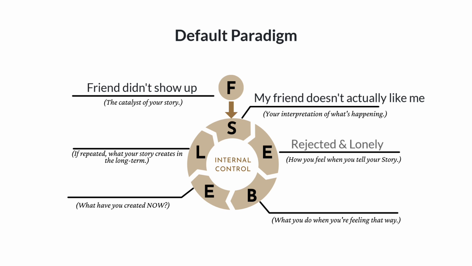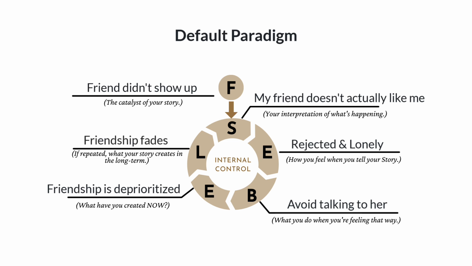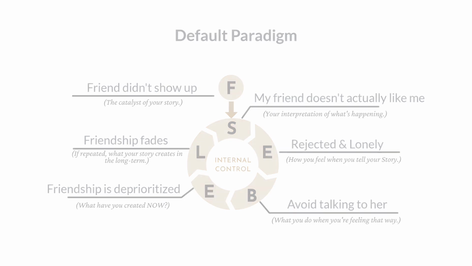Emotions: rejected and lonely. Behavior: I avoid talking to her and make a silent commitment to not push myself on her again. Effect: the friendship is deprioritized. Legacy: the friendship eventually fades and distance grows between you. Now that we've laid the foundation for a default paradigm, let's review the 5 steps of the paradigm shift.